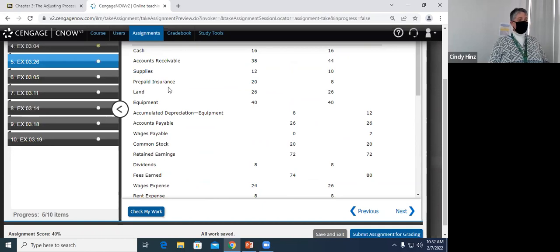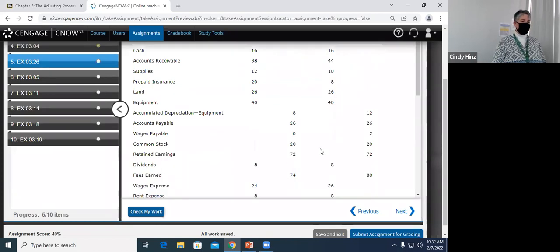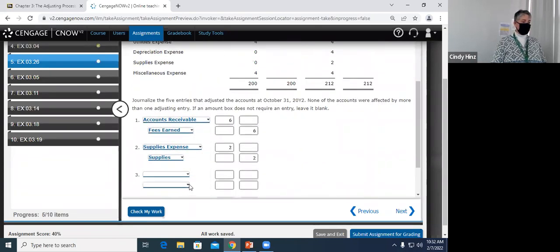How about our next line, prepaid insurance? What happened to prepaid insurance? It went down from $20 down to $8. It went down by $12. It's an asset. It has a normal debit balance. So to make it go down from 20 to 8, we would need to credit prepaid insurance for $12. And I'm going to go ahead and put that in down here. Prepaid insurance went down, credited $12.